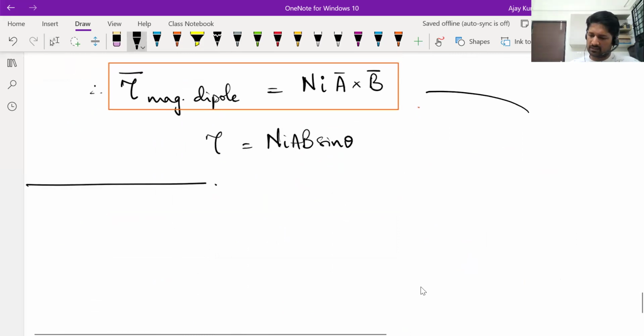Now, based on this, what is this? When current passes in a loop, a magnetic field can exert a torque on that loop. It can make the loop rotate. And the torque depends on how much current passes through it. So based on this, they designed the instrument called galvanometer.